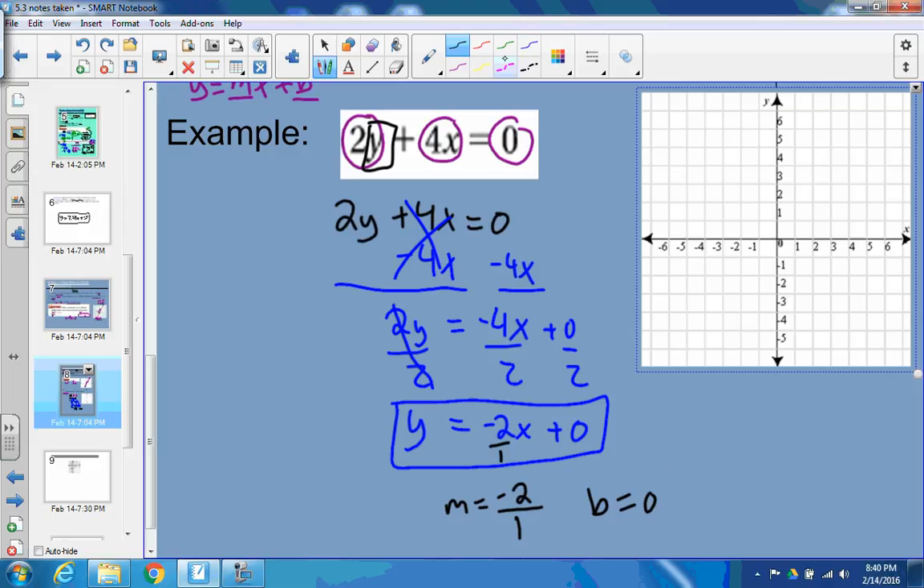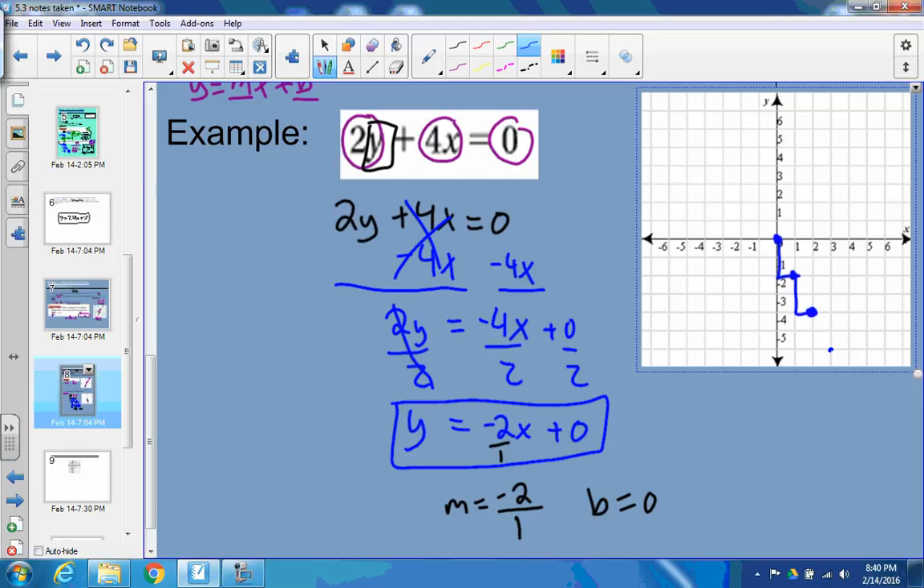So we're going to start at 0, this middle point. And we're going to use our slope, negative 2. Our rise is negative 2, so that means we're going to go down 2, and our run would be over 1. So there's a point right there. Let's do it again. We need to do that at least twice. Down 2 over 1. So here's a nice point right there.